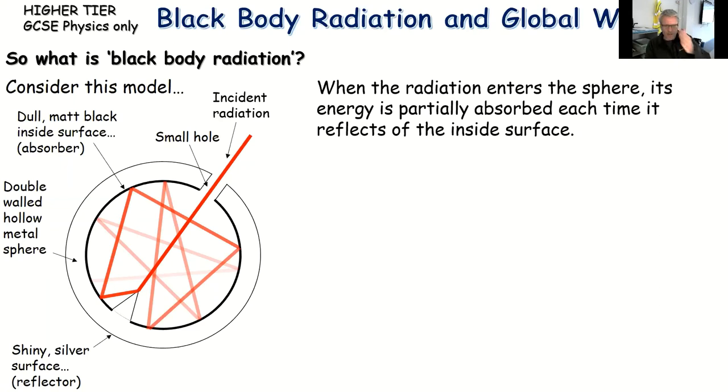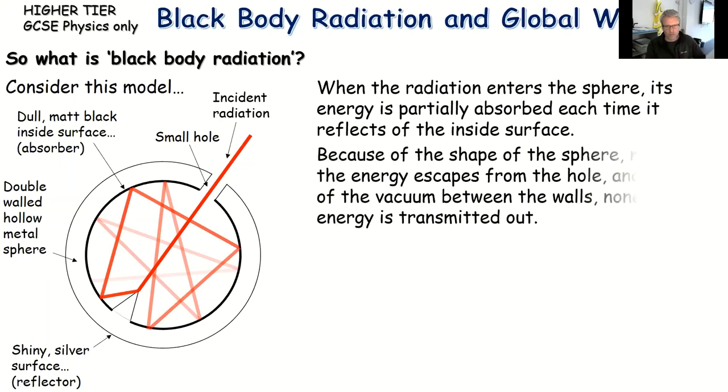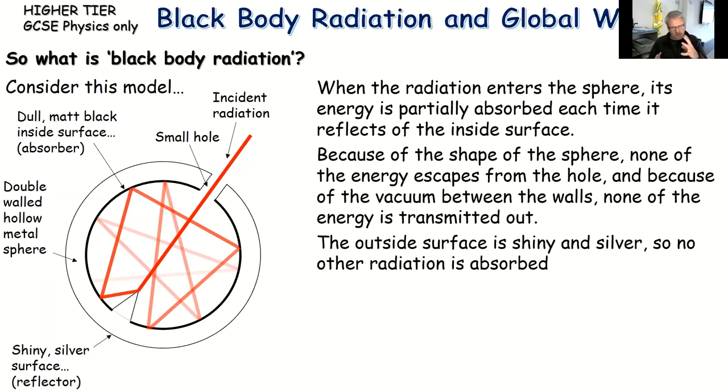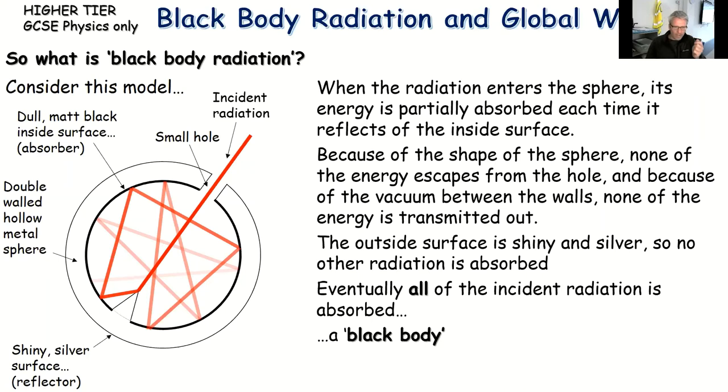Now, this is important. The energy of the incident radiation is being absorbed each time it touches the surface, but because there's a vacuum there, that energy that's being absorbed by the inside surface is not being transmitted to the outside. There's no conduction of energy out. There's no convection of energy out. There's no radiation of energy out, because the inside is a vacuum and the outside shiny silver surface is a poor emitter. So what we're saying is no other radiation is absorbed. No energy is lost, and this is important. All of the energy is absorbed by this object. And when all the energy that falls onto it is absorbed, we say that it is a black body.